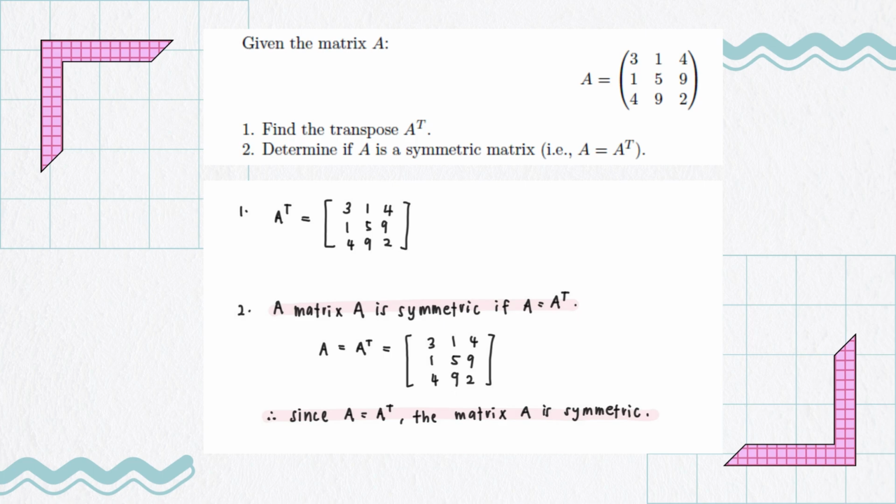For the second subquestion, we need to determine whether the matrix A is symmetric or not. Just looking at the transpose matrix, it has the same elements in both columns and rows. Hence, we can see this matrix A is symmetric, as its transpose is equal to the matrix itself.